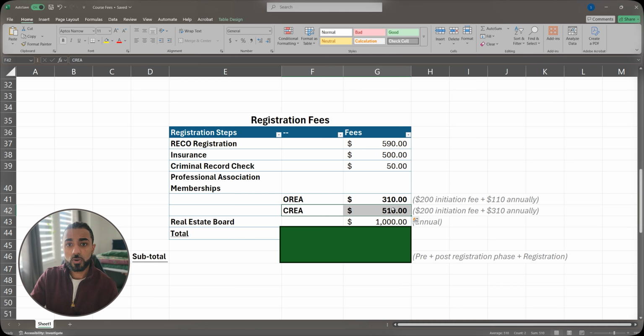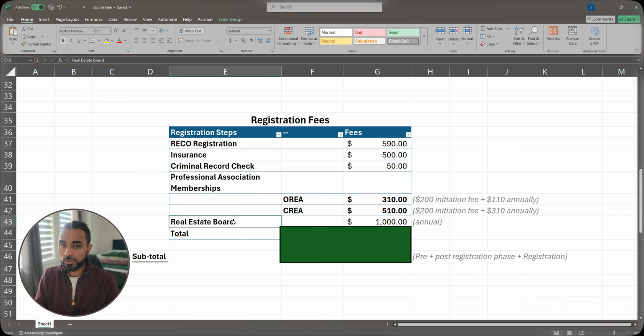So if you guys are in course one or you've been through course one, then you've already learned this, that to do real estate in a certain area, you need to be part of that real estate board. So in Ontario, the biggest board that we have is TREB, which is the Toronto Real Estate Board. And that fee is about $1,000 annually.